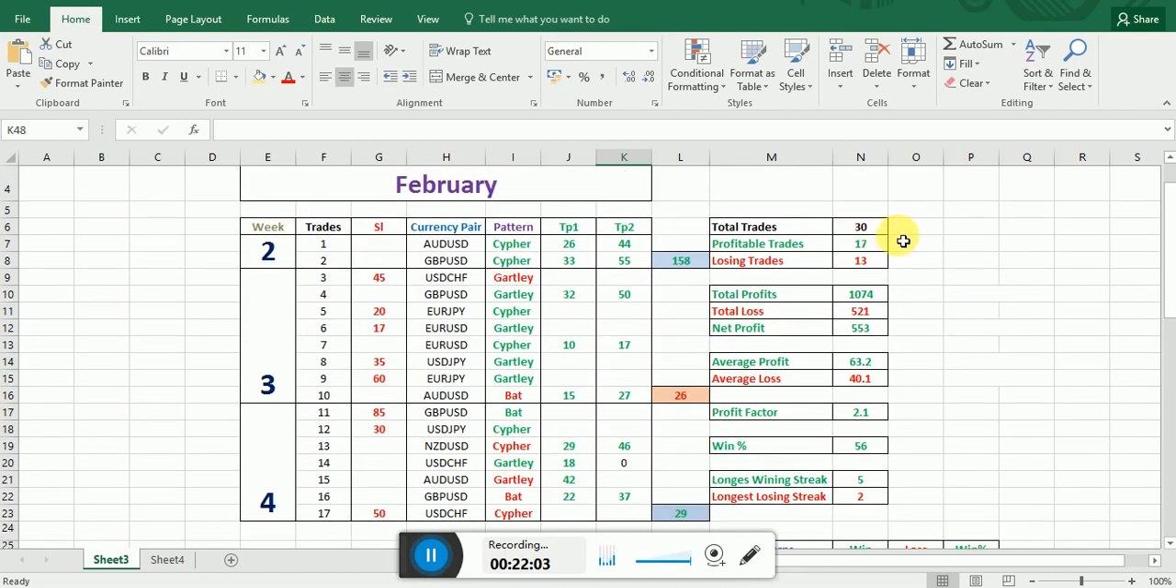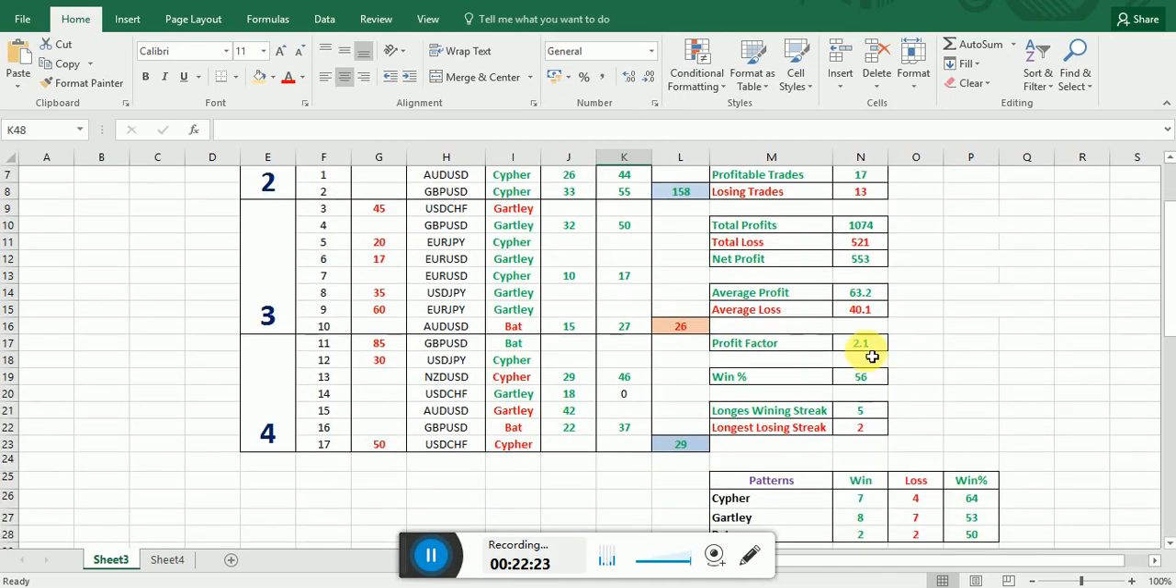Looking at the breakdown of the results, 30 trades have been taken. We've won 17 trades and lost 13 trades. Total profits of 1,000 pips, total loss of 521 pips, giving us a net profit of 553 pips. Average profit per position, 63 pips. Average loss, 40 pips. Profit factor 2.1, winning percentage of 56%.